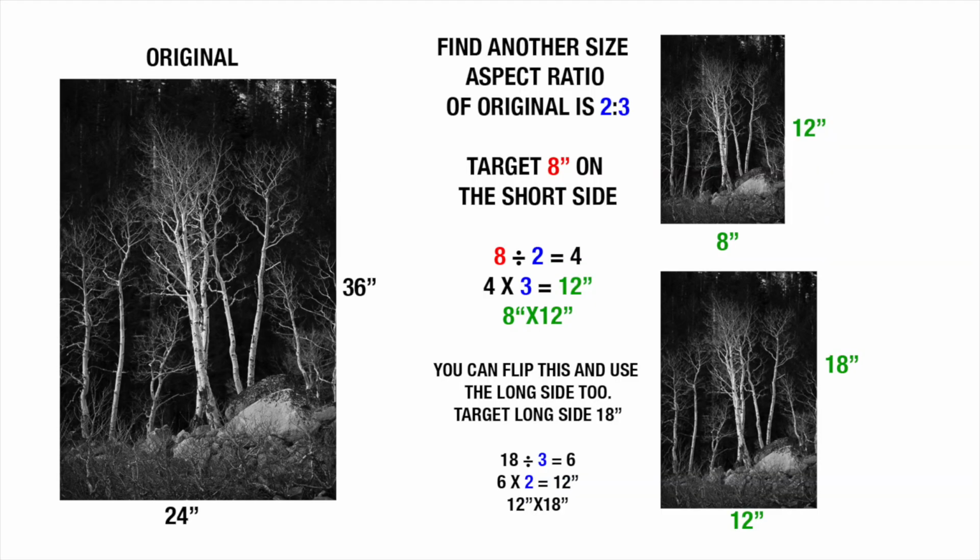Another trick is if you know the aspect ratio of your original, like that before 2 to 3, and you want to make a smaller print of it, you can take one of the numbers, let's say that you want the short edge to be 8 inches in the print. You can divide the 8 inches by the 2 to get 4, and that becomes your multiplier. You can then multiply the other number of the aspect ratio, such as 3, by that 4 and get 12. So you can make an 8x12 print from that 2x3 aspect ratio image and get everything to fit.